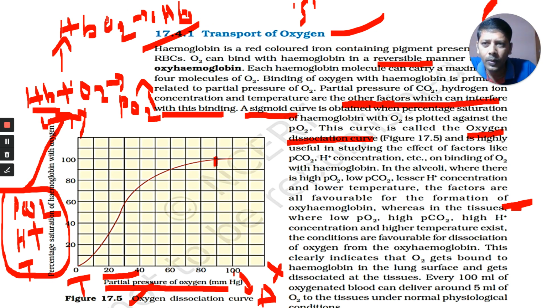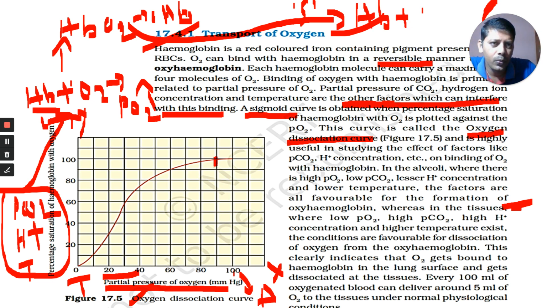oxyhemoglobin. This oxyhemoglobin now dissociates. It forms Hb plus O2. In this way, it dissociates. This clearly indicates that oxygen gets bound to hemoglobin at the alveoli, at the lung surface, and gets dissociated at the tissues.